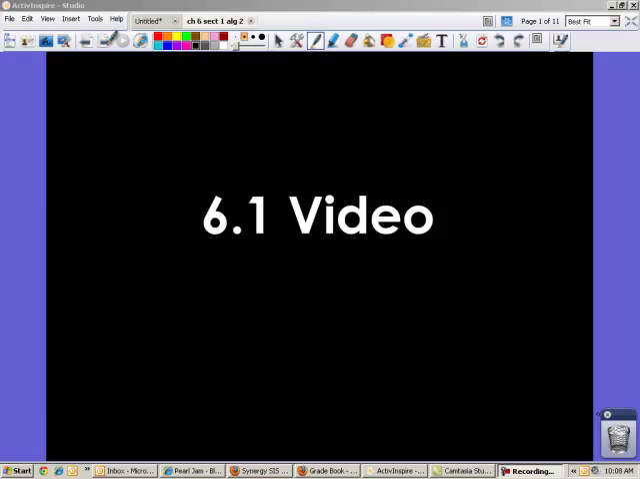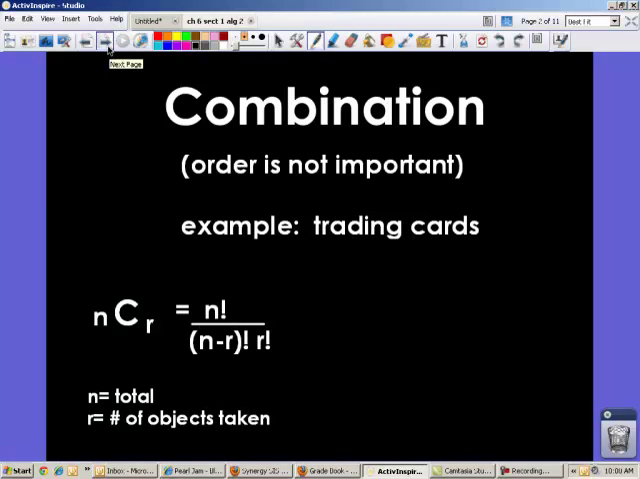6.1 video deals with combinations. A combination is basically something where the order is not important at all. For example, we're talking about trading cards. Suppose you have a bunch of trading cards. It does not matter what order they are in. It's just the point that you have trading cards.